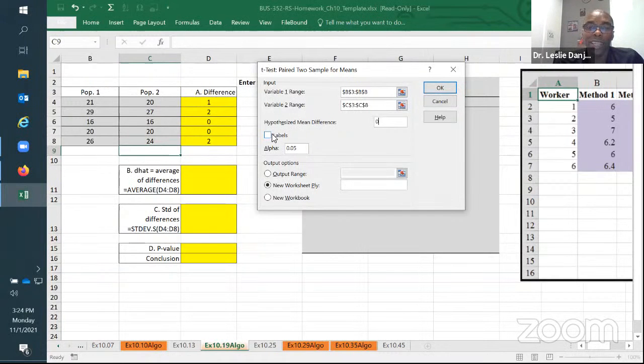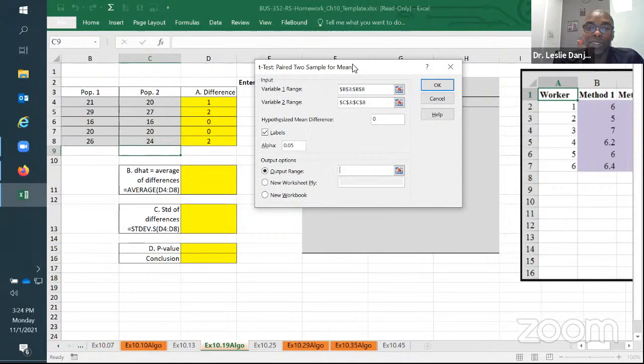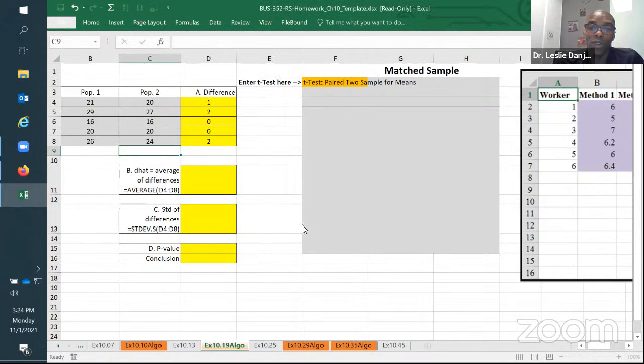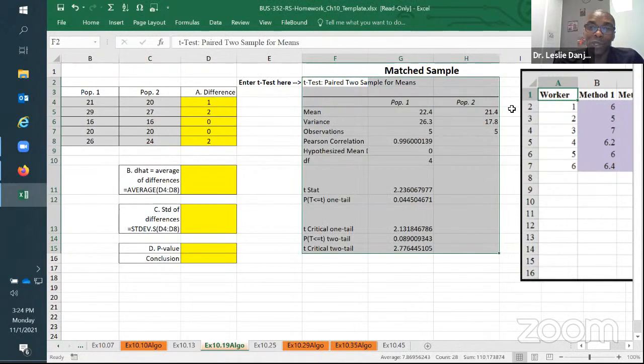I'm going to select labels because I did select my labels. And I'm going to put my output right at this orange box right here. Click it. It should say F2. So it should look like this. Within a couple of seconds, if you press OK, override it, bam, you should have your data set just like we did with our templates. If you get these concepts of these templates, you can actually create a data analysis toolkit that looks just like this. All the calculations are already done for you.